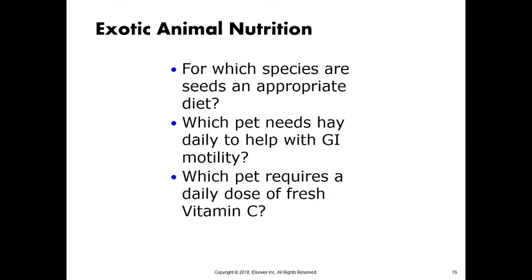Which pet requires a daily dose of fresh vitamin C? Now, I said this earlier, and if you'll remember, it's a guinea pig. Guinea pigs need fresh vitamin C. Now, you can get doses of vitamin C over the counter in most pet stores, but you have to look at the date because vitamin C in a bottle goes bad very quickly. Vitamin C in a fresh piece of fruit does not go bad. So using fresh fruit or vegetables with high vitamin C can be very helpful.